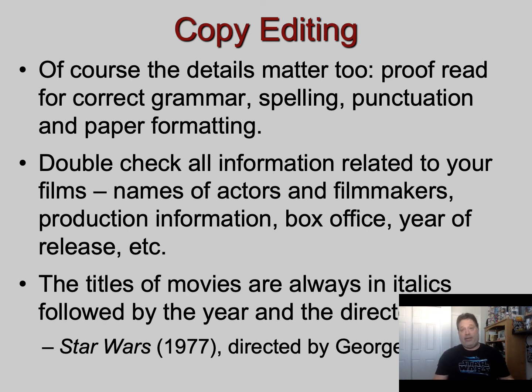If you submit work to professional editors and publishers that's not well copy edited, they're not even going to read the content. They're just going to trash it. So this is just basic stuff. And that includes double checking all the info related to your films, the names of actors and filmmakers, production information, box office, year of release, etc. Anytime you name a film, it should be in italics. The first time that you name it should have the year of release followed in parentheses, then a comma, director.